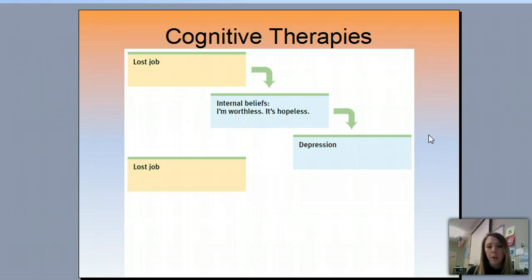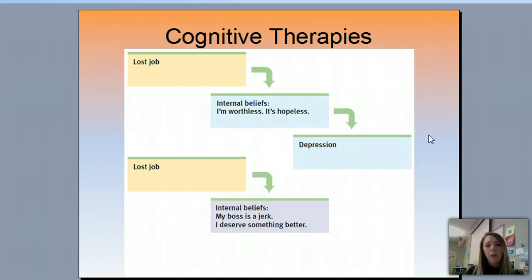Here's a new way of thinking about it. I lost my job. Internal belief is that, you know what, I didn't really like my boss anyway. I deserve something better. This was not my fault. Something else better is coming for me. No depression comes from that. So the same stimulus, the same thing happened in my environment, but the way I thought about it ultimately changed what happened in my life. Okay, so that's what the cognitive therapist would aim to do, is change your thinking about your situation in hopes to change the way you feel about your life and the state that you're in.